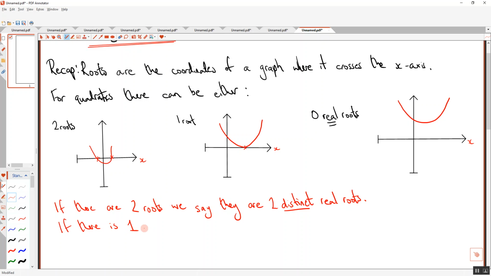There is 1 root. We say there are 2 repeated real roots. Okay, and you'll see why in a second. Or you could even say equal real roots.